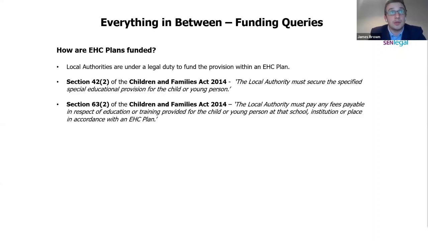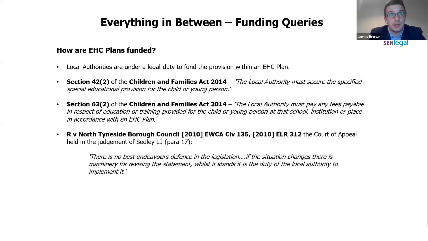The law is quite clear on this point, and it is Section 42(2) of the Children and Families Act, which says the local authority must secure the specified special education provision for the child or young person. So anything which is specified in your child's EHC plan under Section F, the local authority have a legal duty to comply with, provide, and make sure it's delivered for your child. There is no get-out clause for local authorities when they do this. They can't simply turn around and say that's too expensive, we can't deliver that, or we don't have anyone to deliver it. That's not going to wash.